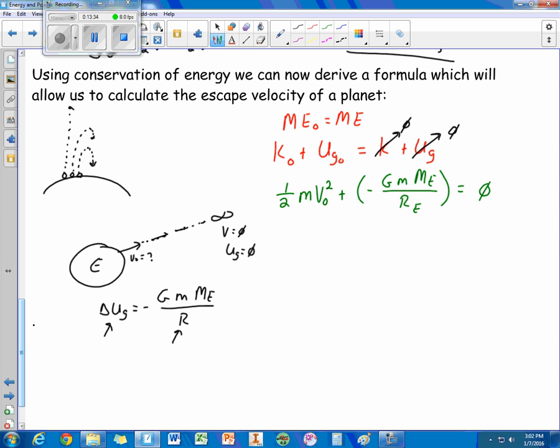You may be wondering why I'm using the radius of the Earth. Well, that's because initially the object is resting on the Earth's surface. So initially the value of r is going to be the radius of the Earth. There's a negative because it's a bound system.